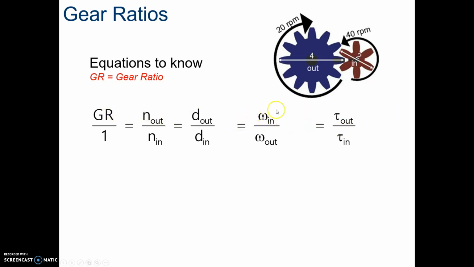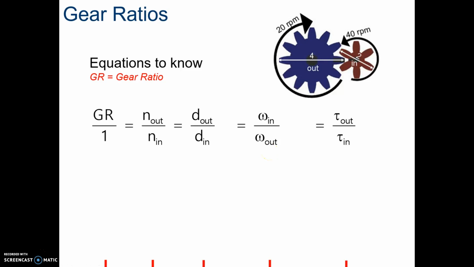What I do want to point out here is, out of all these equations, omega is one that stands out. So I would mark that somehow, box it, circle it, put a star by it, because all of the other equations are out over in. Omega, or angular speed, is the exact opposite. It is in over out. So I don't want to get that confused and get that one wrong.